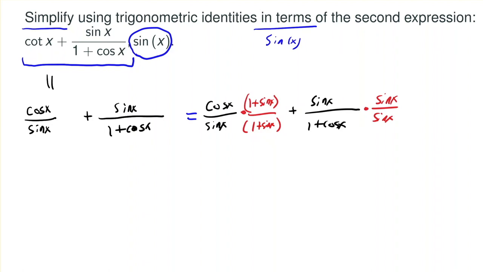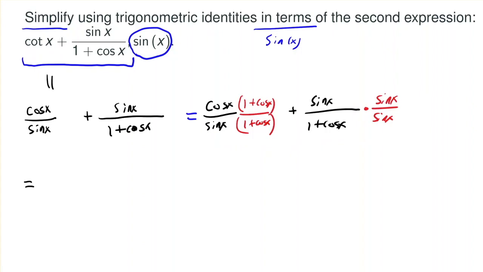Oops, I'm sorry, I made a mistake. I meant to write 1 plus cosine x over 1 plus cosine x, because we're multiplying this right here and right here, so we can have a common denominator. Now if you look at the denominator of each fraction, this one has sine times 1 plus cosine x, and this also has sine times 1 plus cosine x. So we have the same denominator.